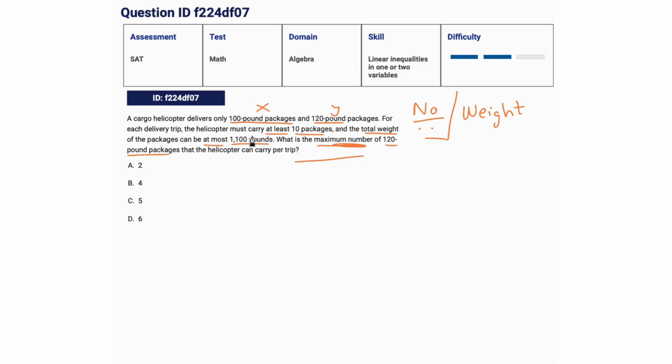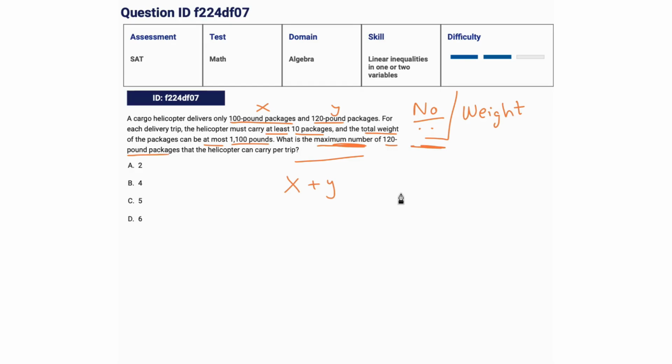So for the first part, we're talking about the number of packages. The number of packages, X plus Y, should be at least 10. At least means, for example, you should have at least 10 marks to pass a test. So what does that mean? 10 is the minimum marks that you're supposed to get. So here, 10 is the minimum number of packages.